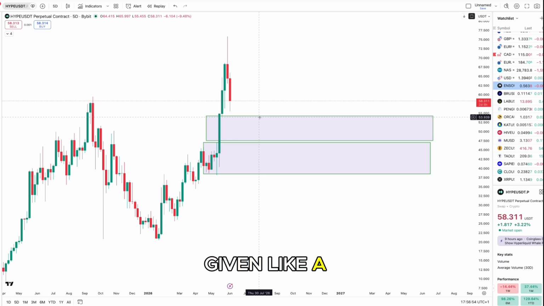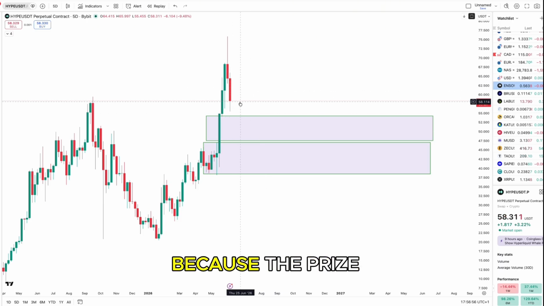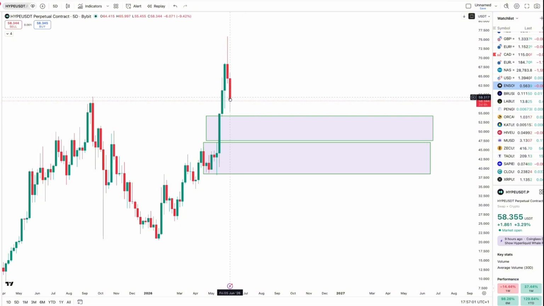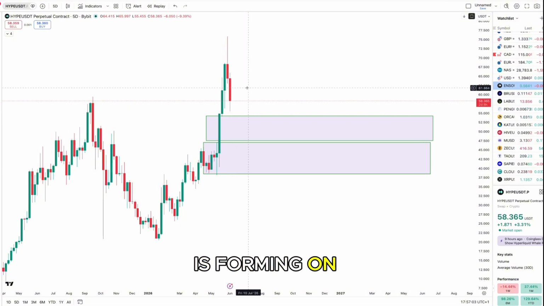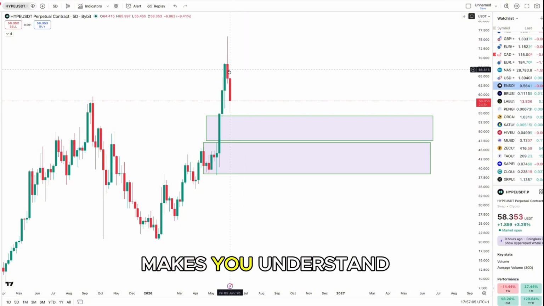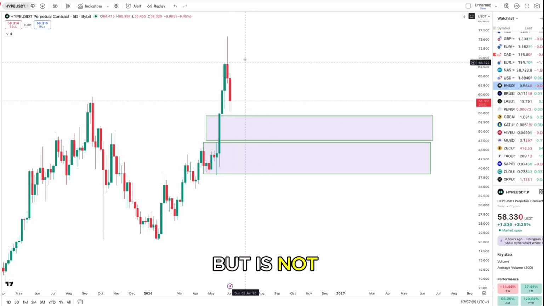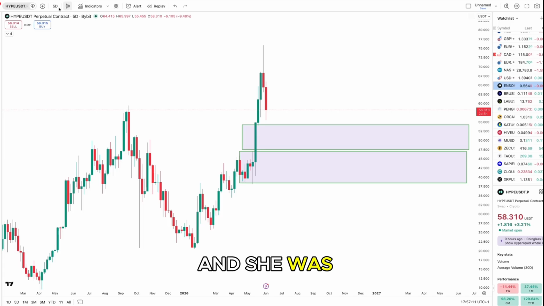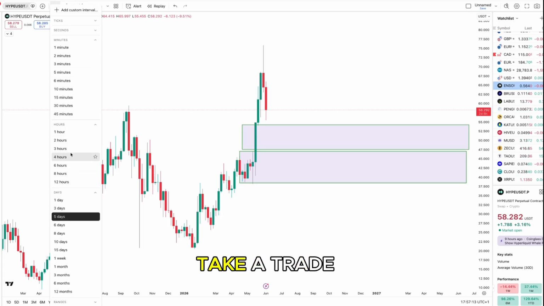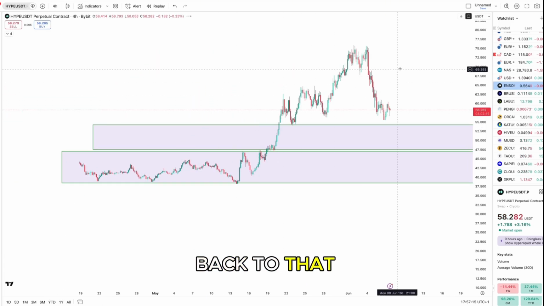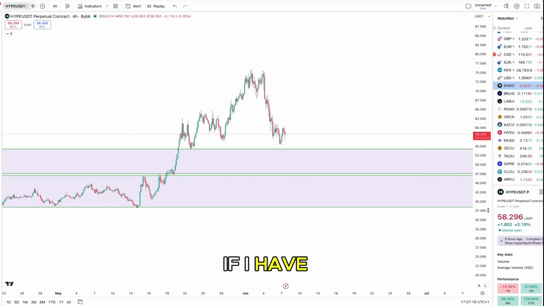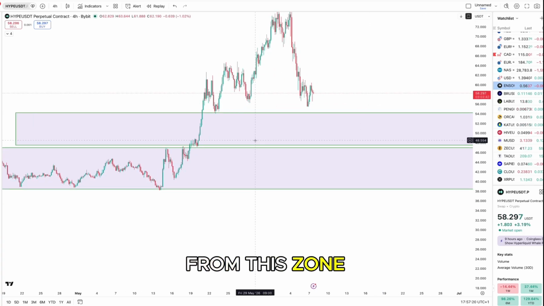You will be given like a short target, because the price here is very close to area of reaction. But with the chart pattern that is forming on the lower time frame, it makes you understand that the market here might just run around for a long time, but it's not going to go back to this entry. Well, let me try something if I can take a trade back to that zone. Let me see if I have from this zone that I marked.